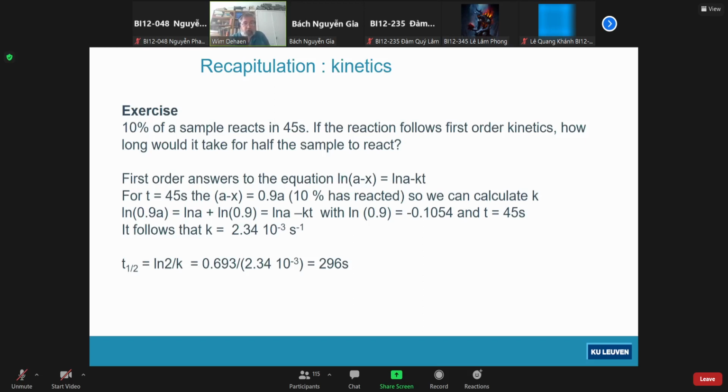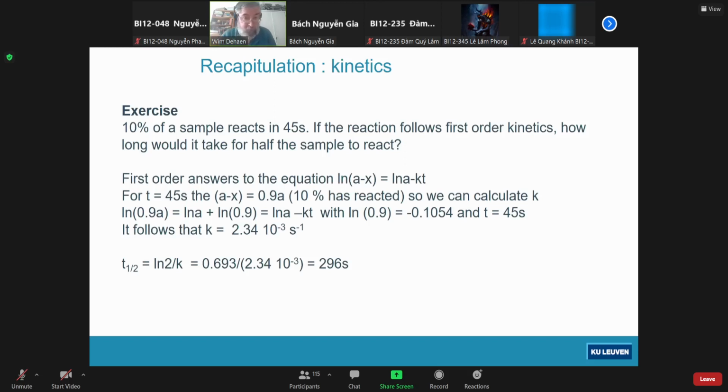So to answer this, we have to remember the equation for first order kinetics. So ln(A minus x) is ln A minus kt. And we know that the time was 45 seconds. We know that after this, 0.9A, those 10% have reacted, is remaining. So we put that as A minus x. So now we can calculate k from that. If we do all of that, we can see that k is 2.34 times 10 to the minus 3 per second.